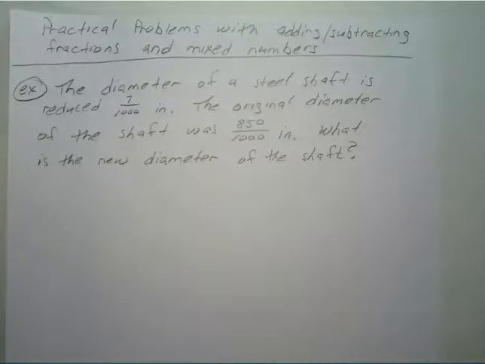Alright, so let's say for example the diameter of a steel shaft is reduced by 7/1000ths of an inch. The original diameter of the shaft was 850/1000ths of an inch. What is the new diameter of the shaft?